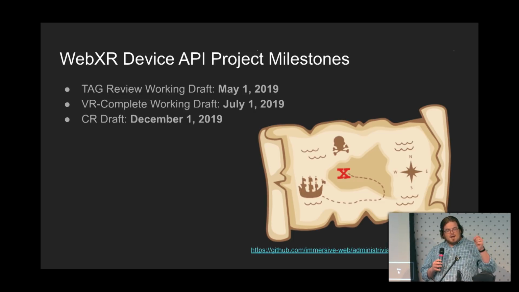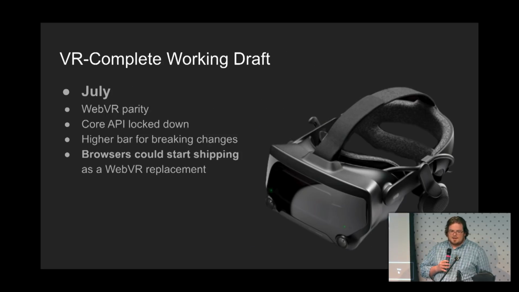Coming up very, very soon, we're going to have what we call the VR Complete Working Draft, which we hope to cut on July 1st, like about a month. And then we go for the candidate recommendation draft at the end of the year. Now, that does not mean that you're going to start seeing this ship at the end of the year. It'll actually probably be earlier, and we'll get into that.